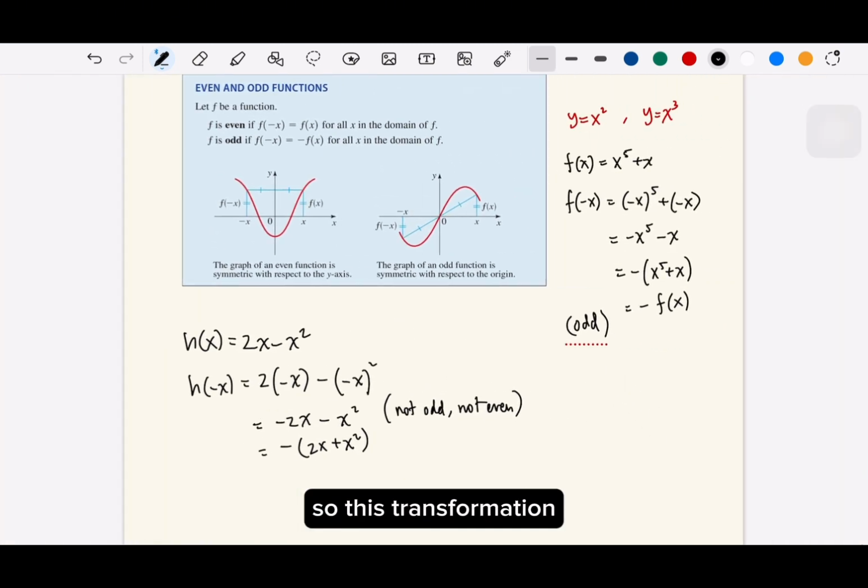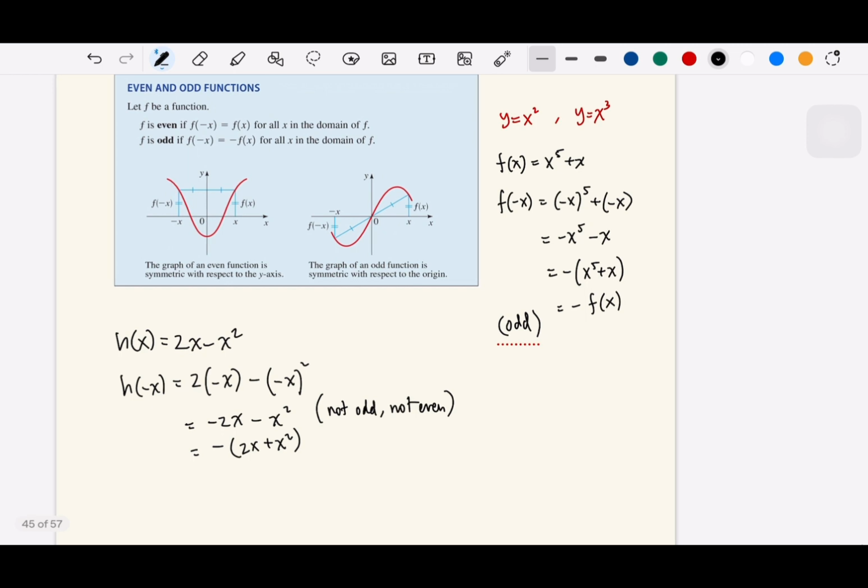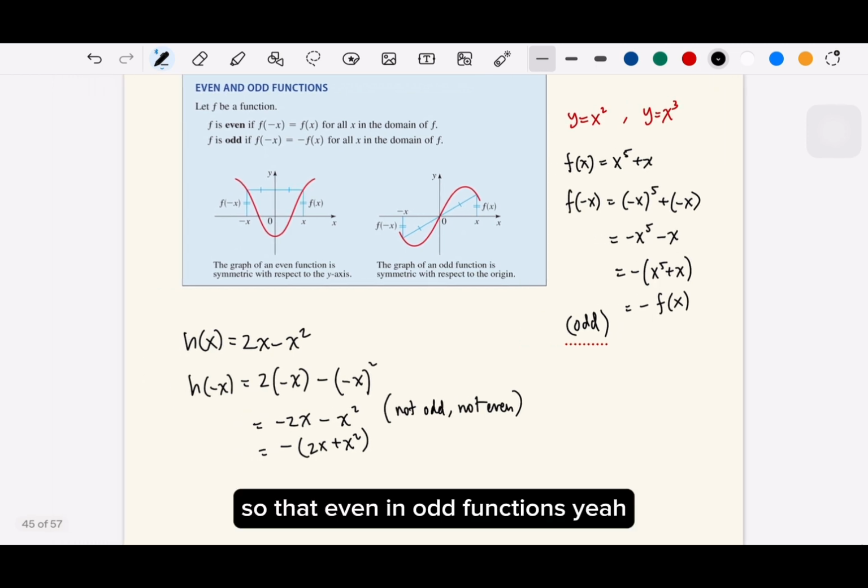So that's transformation, and that's even and odd functions.